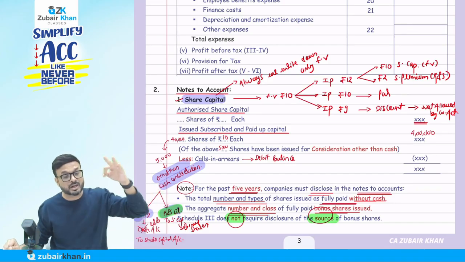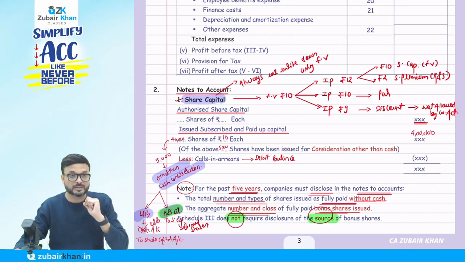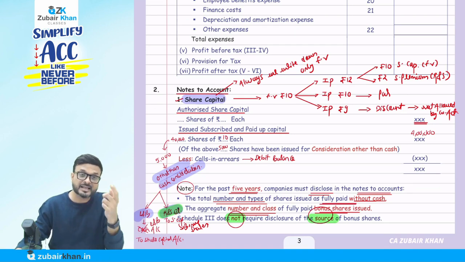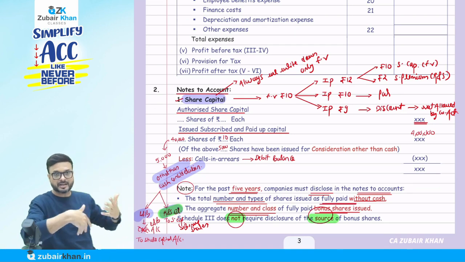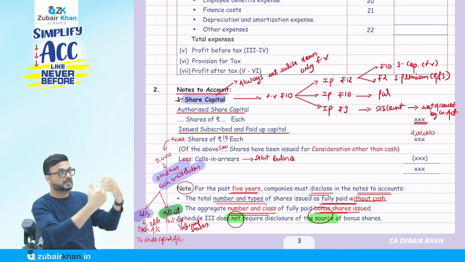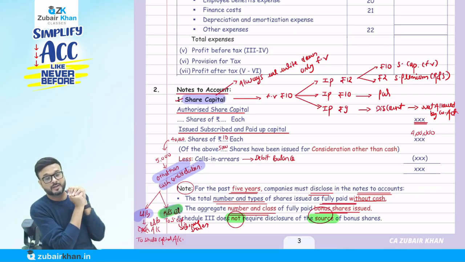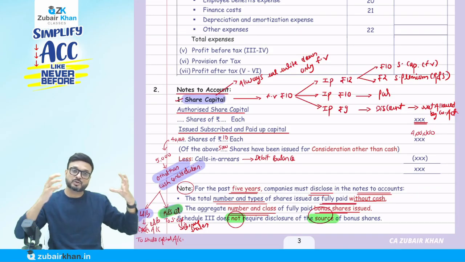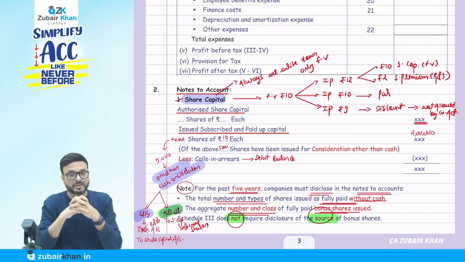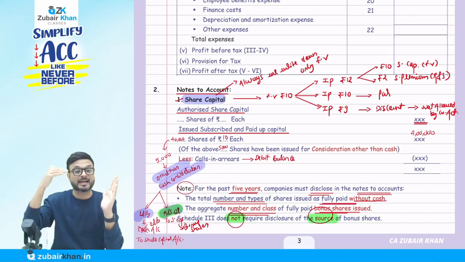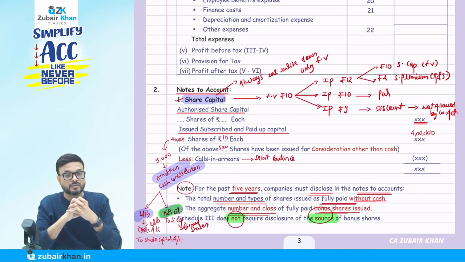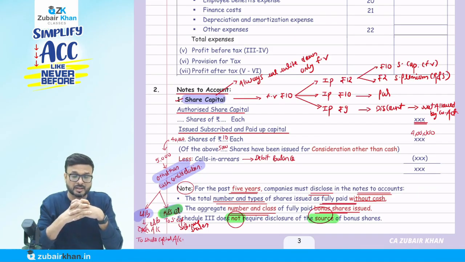Something which is recoverable from the shareholder, what is going to happen? It means that it is an asset for the company. Imagine you are a company and I'm also a company. Something which is recoverable from the shareholder is an asset. But it belongs to the share capital family only. So they say, instead of writing it on the asset side, show it as a deduction from share capital. That's why we show it as a deduction from share capital.